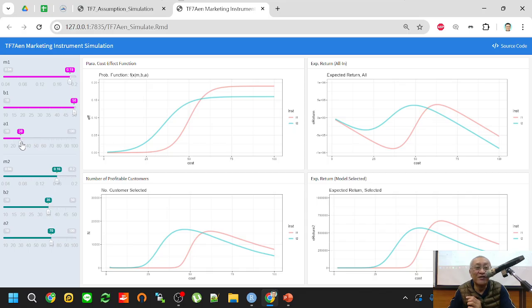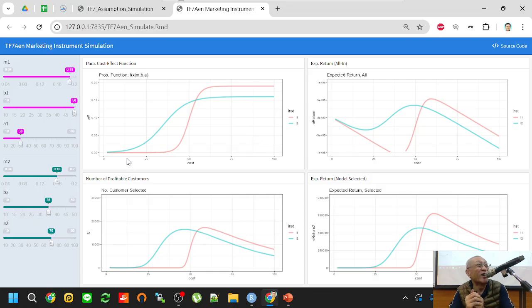If I shorten it, you see a very steep rising curve, isn't it? A steep rising curve means that this instrument only takes effect from about $40 to $60, and after that, its effect will saturate very quickly. It means that the effect rises very fast against the cost, but the effect will saturate very fast. So by adjusting this MBA, we basically can simulate whatever instrument we are doing.